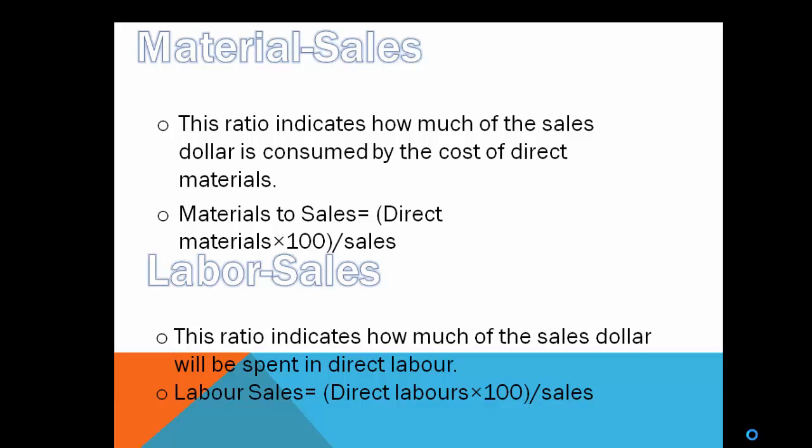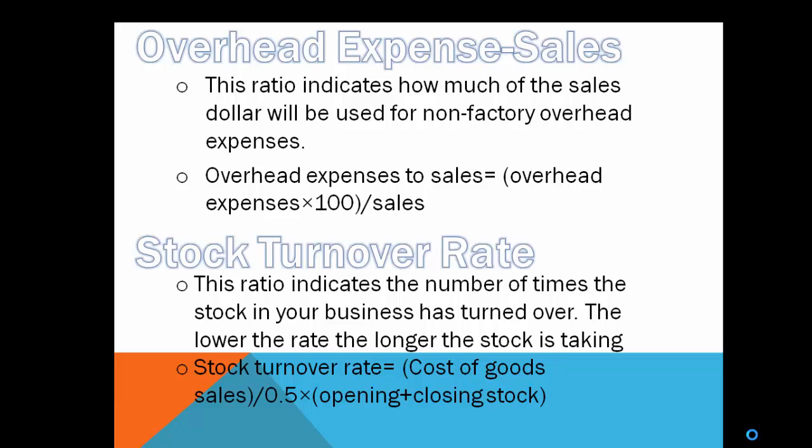Material to sales. This ratio indicates how much of the sales dollar is consumed by the cost of direct materials. The formula is direct materials times 100 divided by sales. Labor to sales. This ratio indicates how much of the sales dollar will be spent in direct labor. The formula is direct labor times 100 divided by the sales.